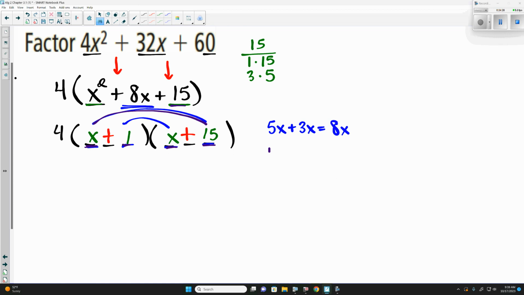X times 15 is 15x, positive 15x. 1 times x is positive x. And 15x plus x is 16x. Is positive 16x the middle term we want? No. It's a completely different term. So as we see here, by changing what the factors of the third term was that we put in, we got a new middle term. Greatest common factor if there is one, and then we work down from there.